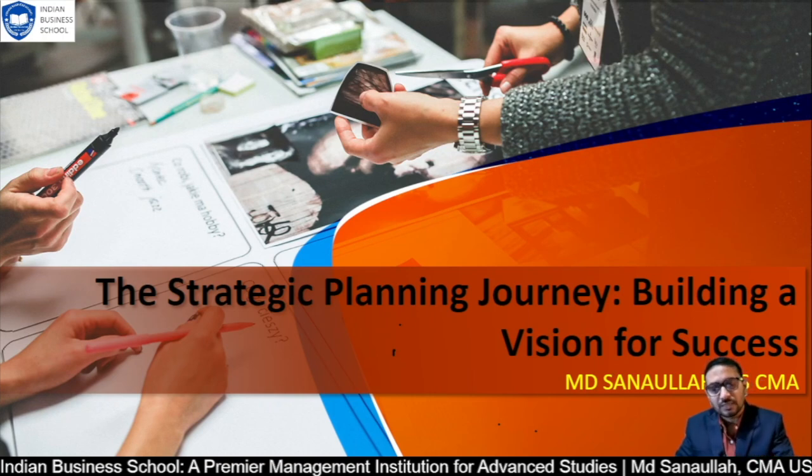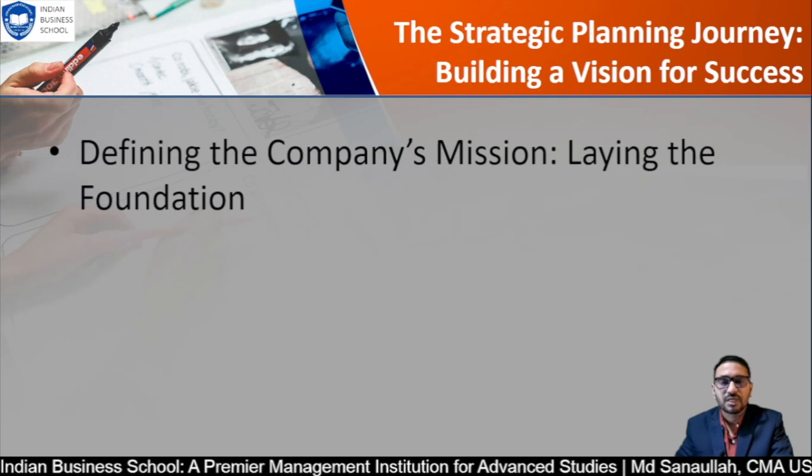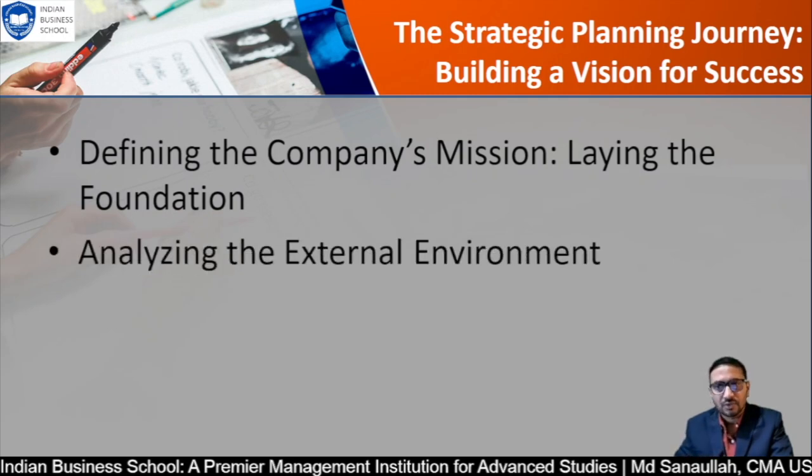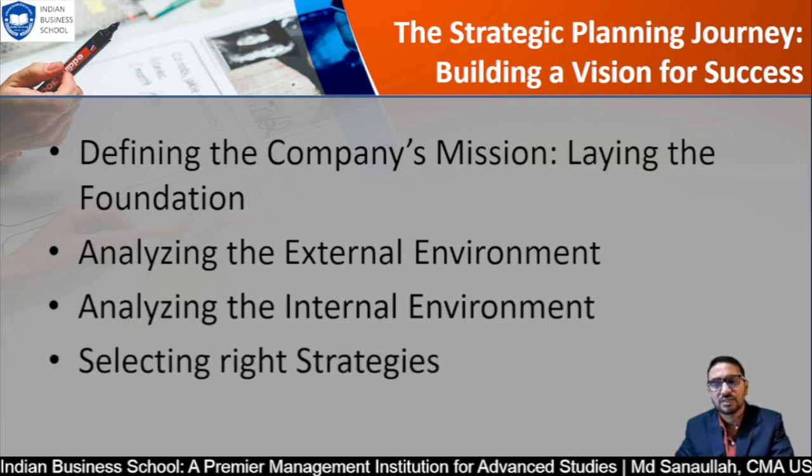Okay, so for that, let me brief you again on what we have already discussed. This strategic planning journey has been divided into 5 parts. First part, we are discussing company mission and vision, which we have already discussed. Analyzing the external environment we discussed yesterday, and today we will go into more detail on the internal environment, and then we will discuss selecting a particular strategy.